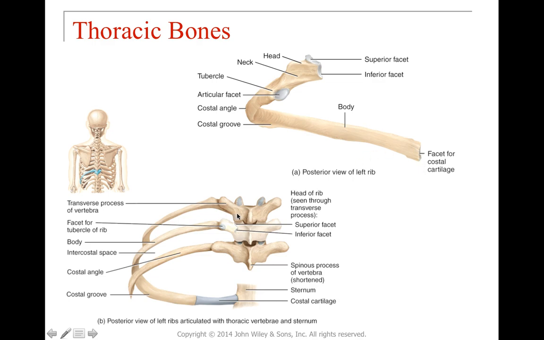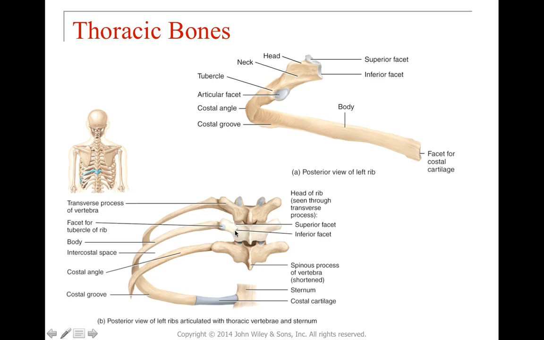All right, so here we go. We're connecting to the vertebrae here. This is the transverse process of the vertebrae, right? Here we have the head of the rib seen through the transverse process. So here, this is basically being shown as see-through. Here's a superior facet and the inferior facet connecting directly into the transverse process, articulating at the external part here, the facet for the tubercle of the rib, again, also connecting to the transverse process.